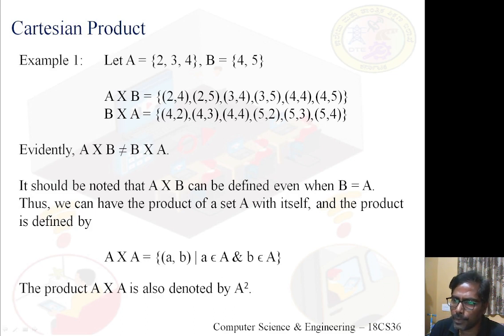So I hope all of you are familiar with computing the cross product A cross B and B cross A. And with this example, you all got it justified that cross product is not commutative. I mean to say, A cross B is not equal to B cross A.